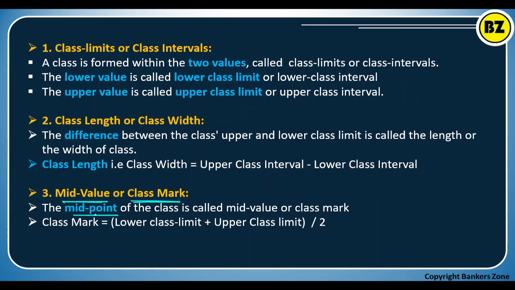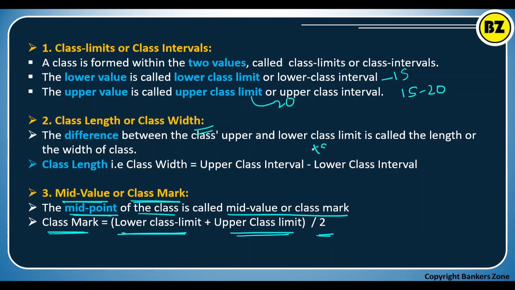Now what is the mid value or the class mark? See, the midpoint of the class is called the mid value of the class. For example, see, class mark is nothing but the mid value. Okay, lower class limit plus upper class limit divided by 2. So if the class is say 15 to 20, lower limit will be 15, upper limit will be 20. Width will be 20 minus 15. Okay, so width will be 5.